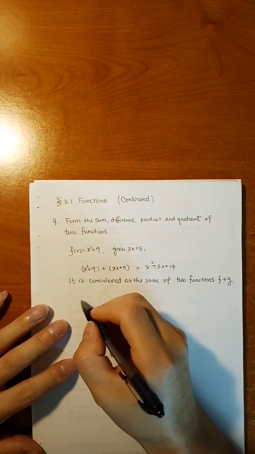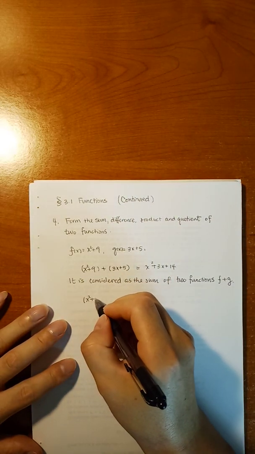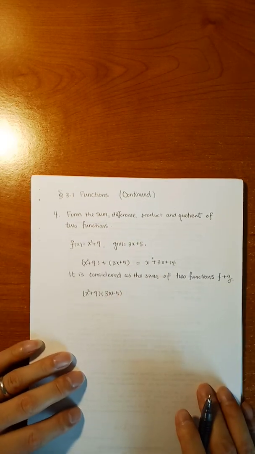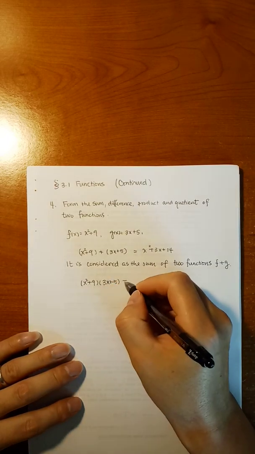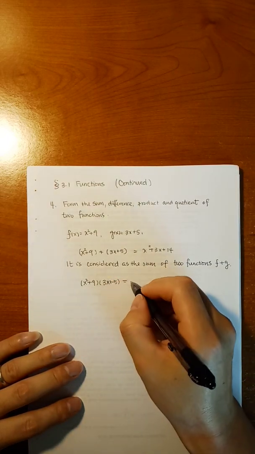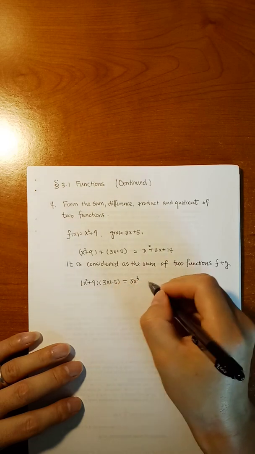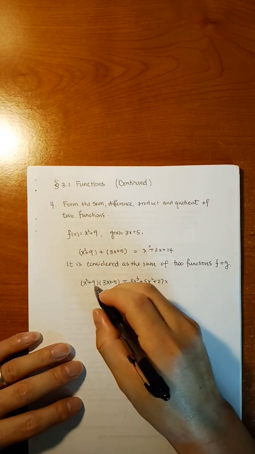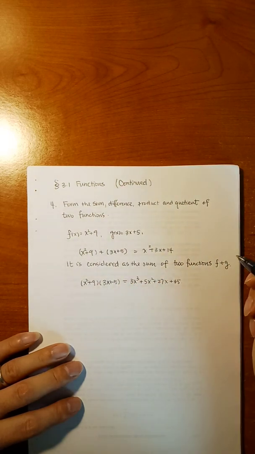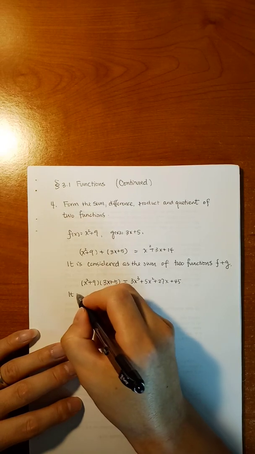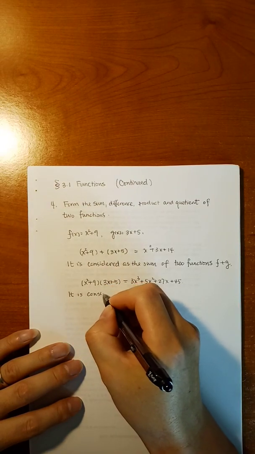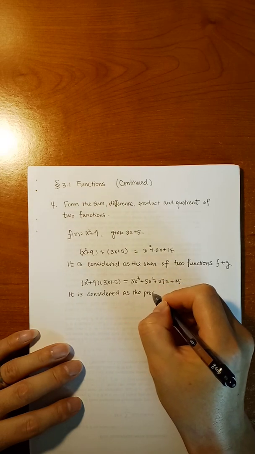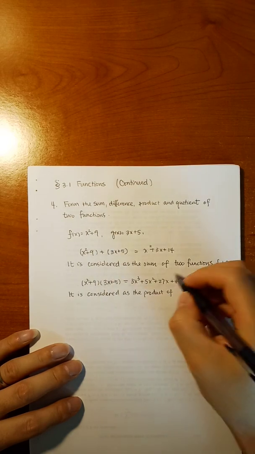Okay, and also remember, we know how to do product of two polynomials. So you just have term by term multiplication. x squared times 3x is 3x cubed. x squared times 5 is 5x squared. 9 times 3x is 27x. 9 times 5 is 45. Okay, and this one is considered as the product of two functions.